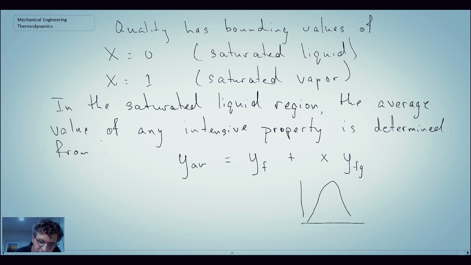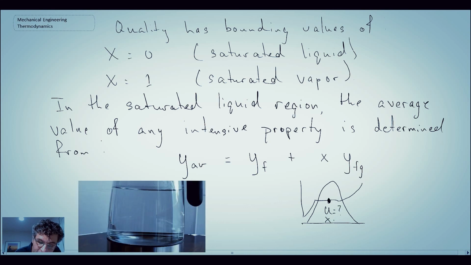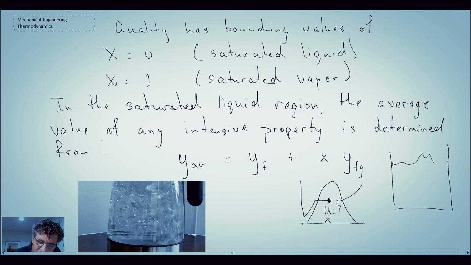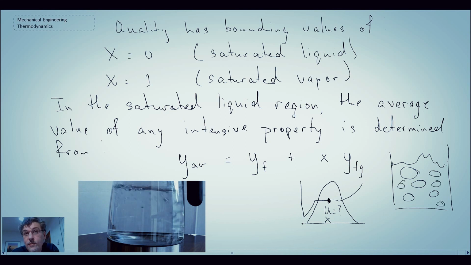So if this is our two-phase region, we have a constant pressure line. Let's say we're someplace in here, and we want to know the internal energy. It equals what? Well, we need to know the quality, and from that, we can determine the specific property that we're looking at. And if you recall from our pictures of the boiling vessel, this would be a region where we have the water interface all over, and a lot of vapor bubbles in here. So we have a mixture of both liquid as well as vapor in our system.